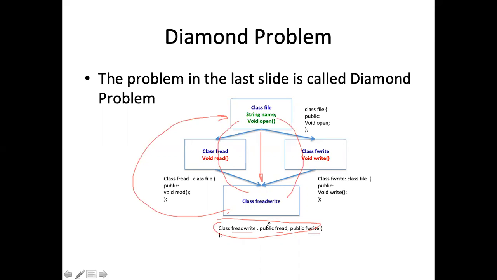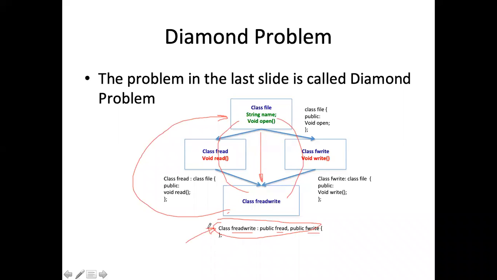So what is this telling you? This is telling you that f read write is now inheriting from 3 classes: from f read, from f write, and from file. Fine. So in that case, what you can do is modify this line. Try to do that and see whether it works or not. I'll leave this as an exercise for you.